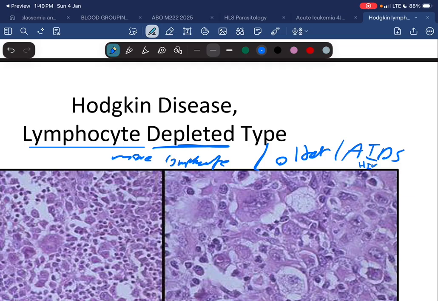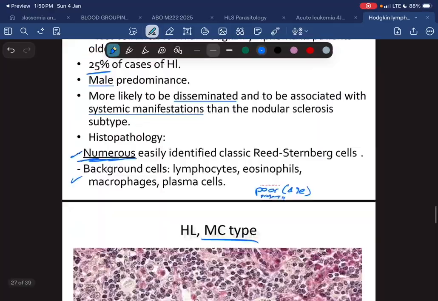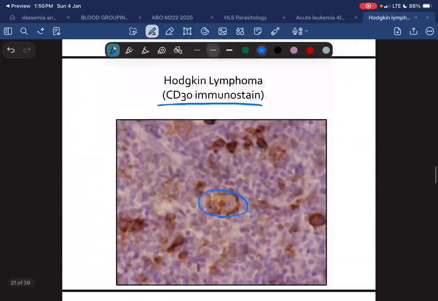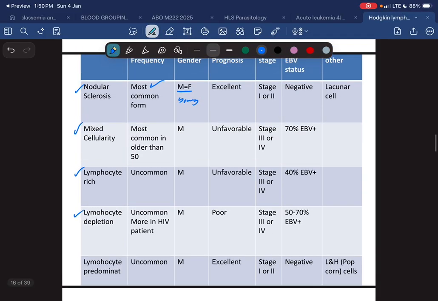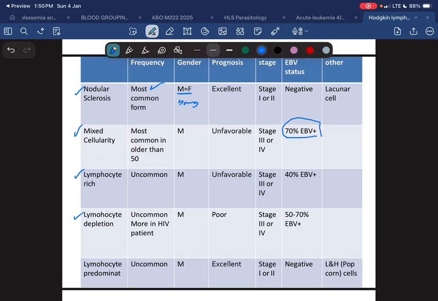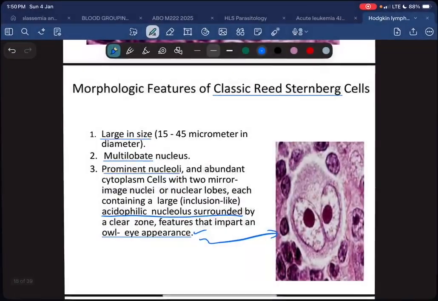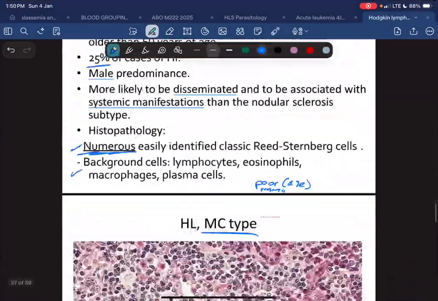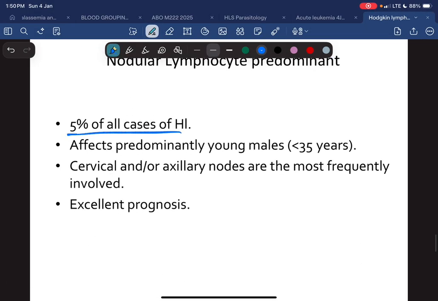Okay, let's move to the non-classical variant or subtype of Hodgkin lymphoma called nodular lymphocyte predominant type. Accounts for 5% of all cases of Hodgkin lymphoma. Affecting primarily younger males less than 35 years of age. Cervical and axillary lymph nodes are most frequently involved, and it is associated with excellent prognosis.